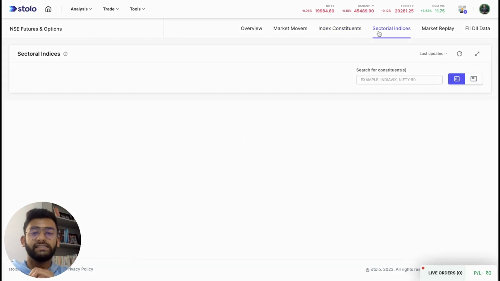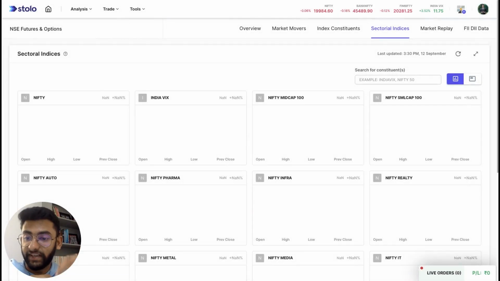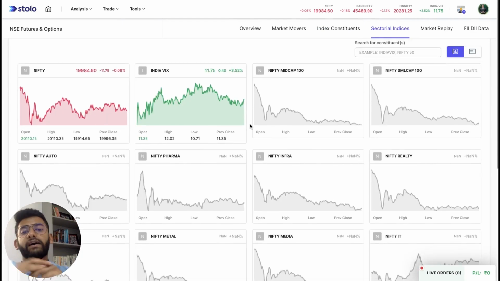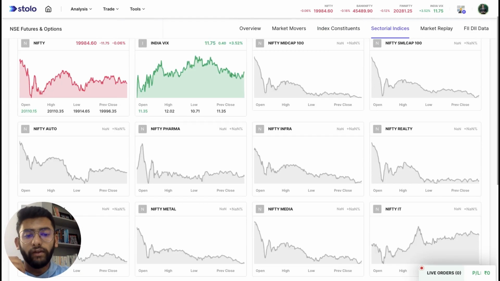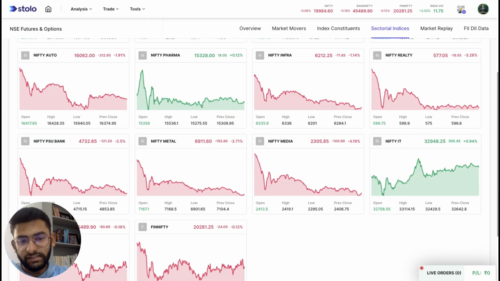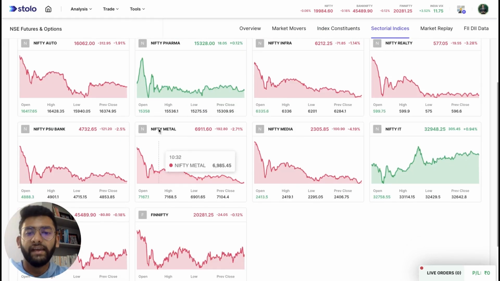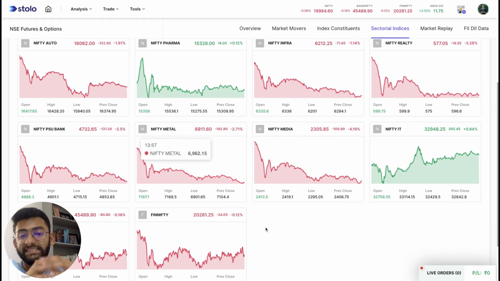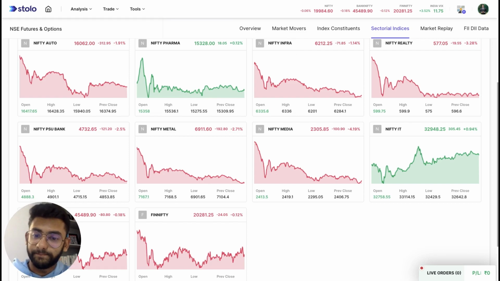Coming to sectoral indices, again, if you're trading a specific sector, this gives you a complete overview of that specific sector, right? For example, if you were trading Nifty Metal today, as the market is moving, you would directly get to know, okay, Nifty Metal is a little bearish, and you can go to the market movers here, select your Nifty Metal stocks, and trade accordingly, right? So that is the idea of sectoral indices as well.